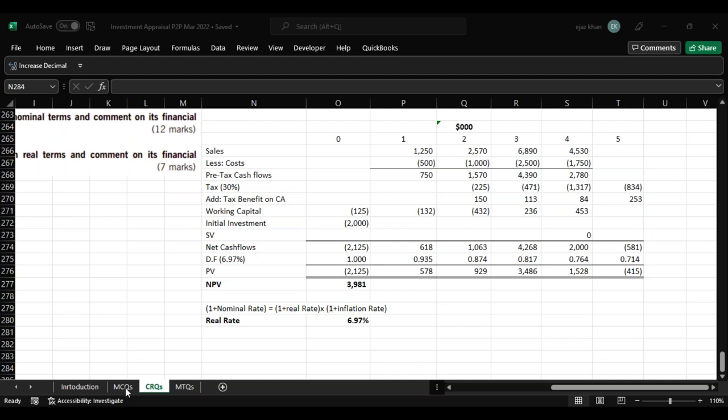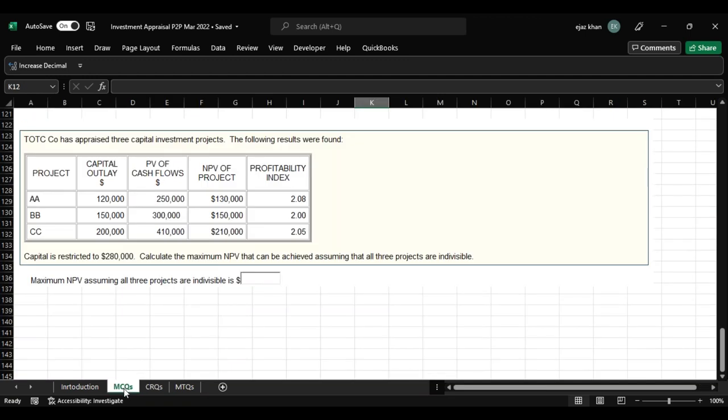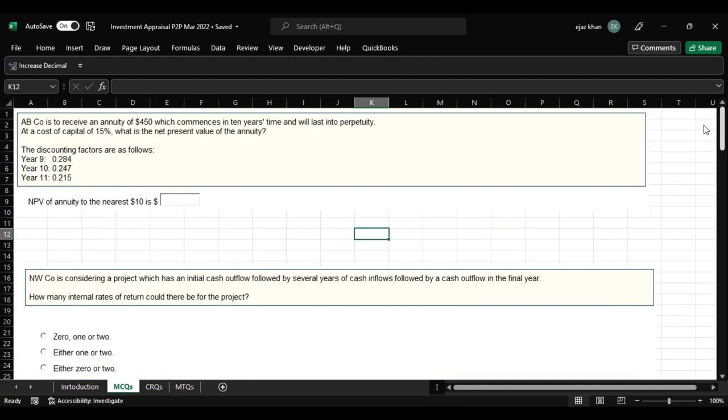So we are done with all the CRQs of investment appraisal so far, and let us now go to the MCQs part, and let's now discuss MCQs. Should we start now? Are you people ready for the MCQs? So here we go, we have a question.